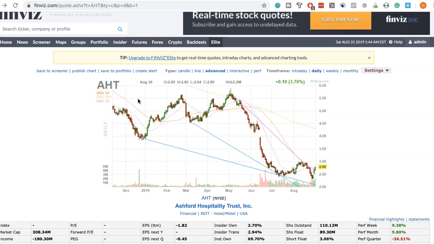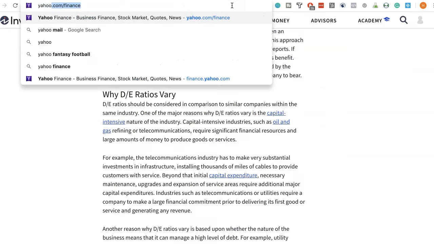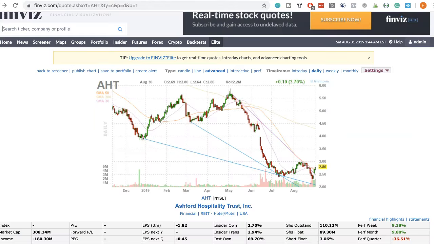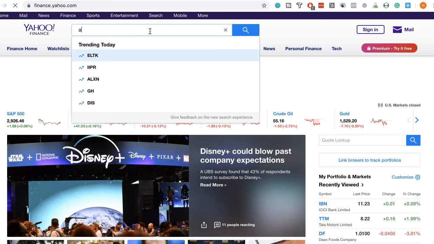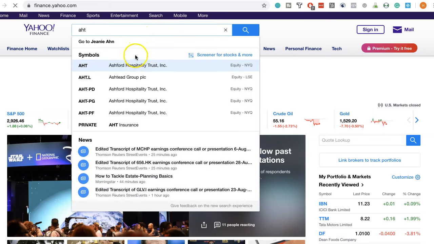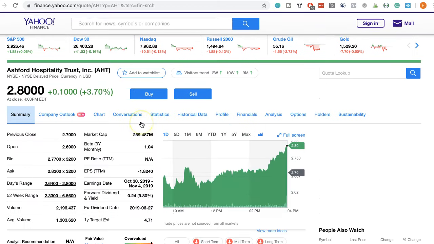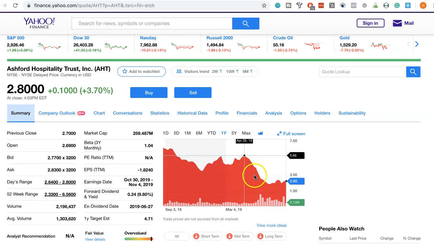But I want to show you guys the best way to get into trading. So we can also hop into yahoo.com/finance and put the stock in and do a bit more research, right? So this is AHT. Here, AHT, boom, the Ashford Hospitality Trust. And this allows us to have more access to the stock price chart.